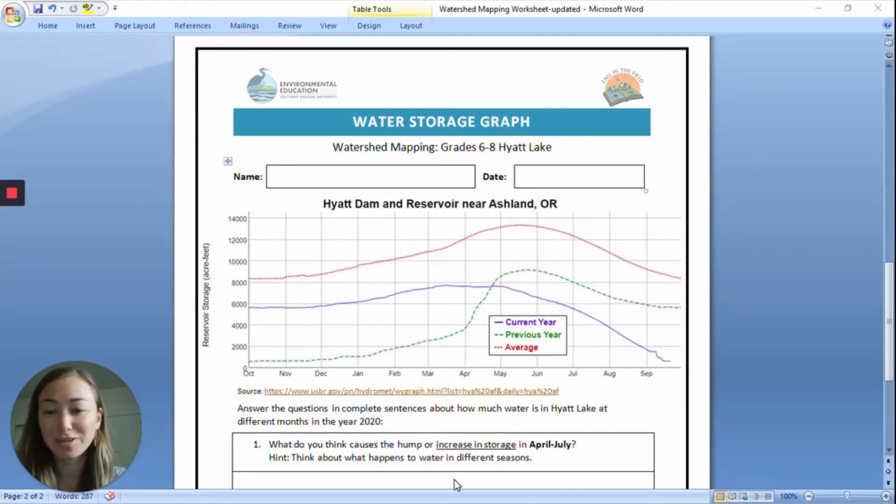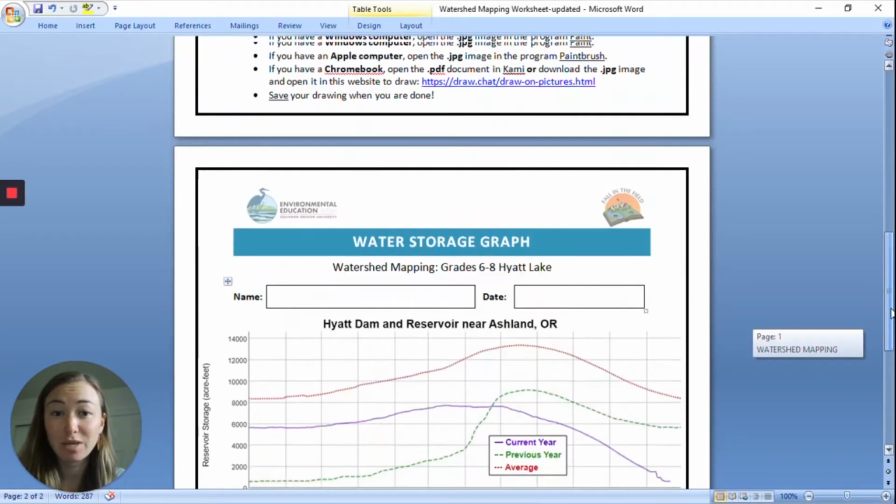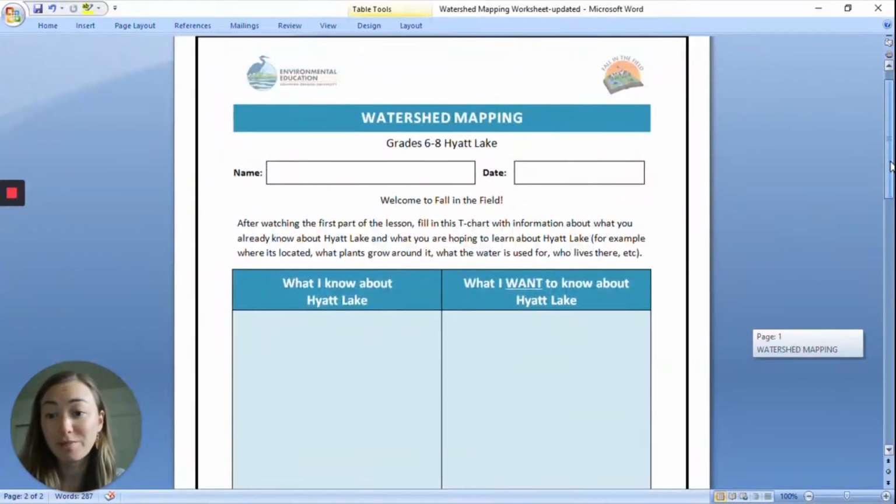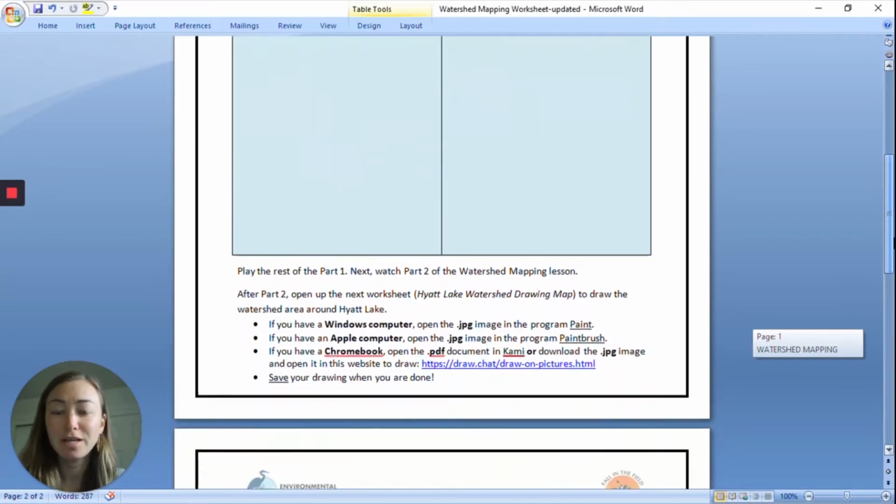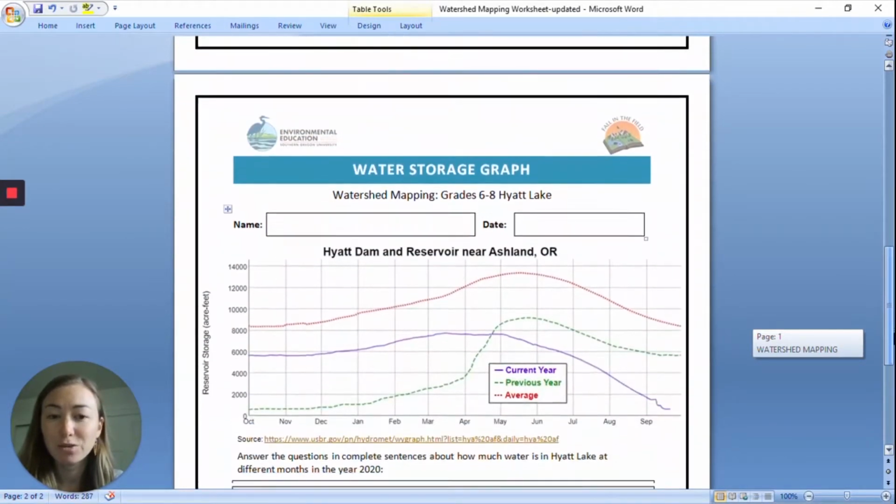Back in the virtual classroom, and I just want to go over some details about the water storage graph worksheet that we're going to work on. It is the second page of the watershed mapping worksheet. So just scroll down and find your water storage graph.